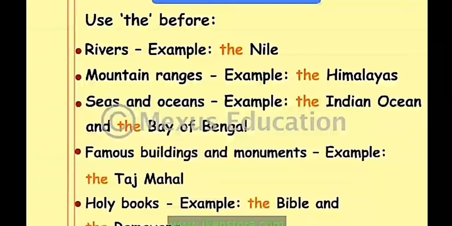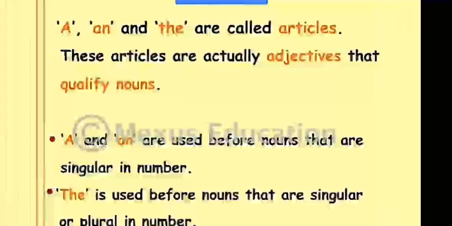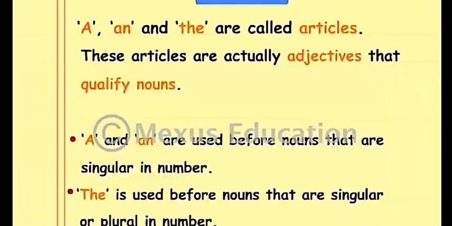Use the before rivers. Example, the Nile. Mountains. Example, the Himalayas, the Alps, the Ural Mountains. Seas and oceans, the Indian Ocean, the Bay of Bengal, the Antarctic Ocean, the Pacific Ocean. Famous buildings and monuments, the Taj Mahal, the Red Fort, the Qutub Minar, the Lotus Temple. And holy books, obviously, the Bible and the Ramayana, the Mahabharata. You can say the epic also.